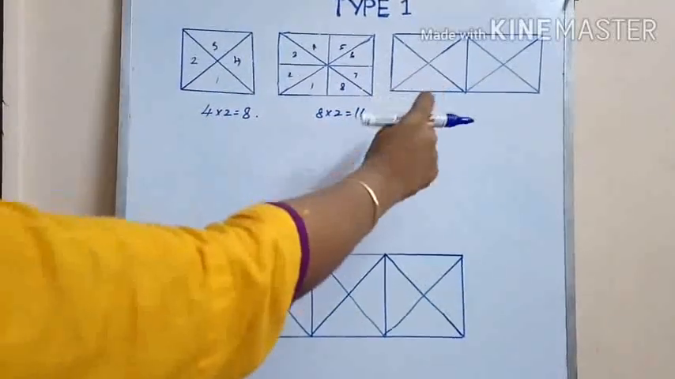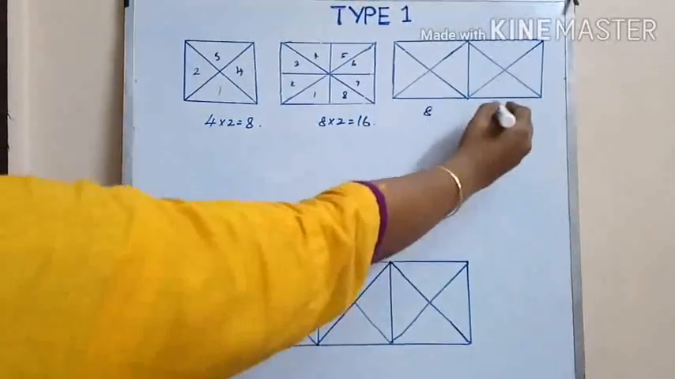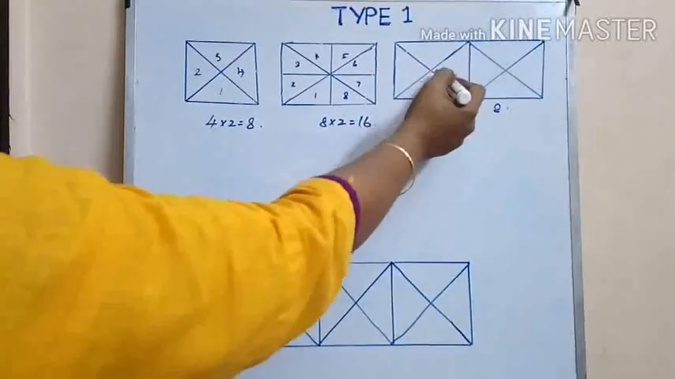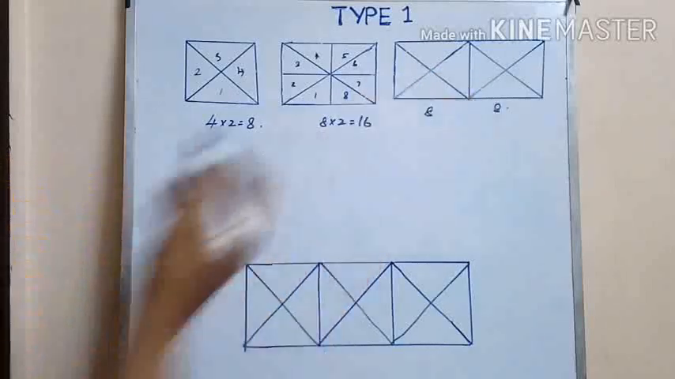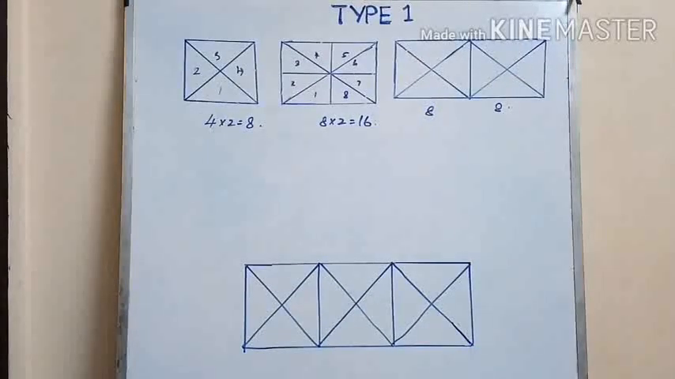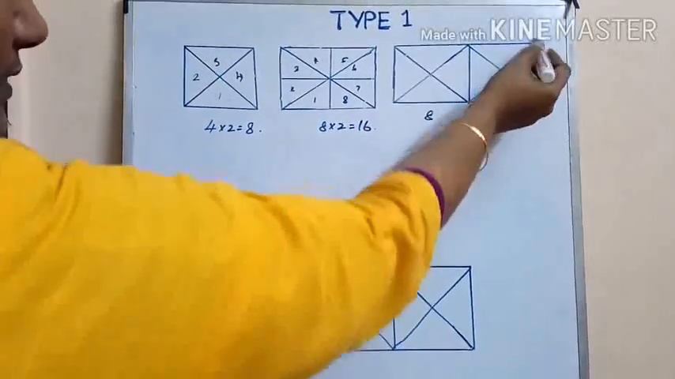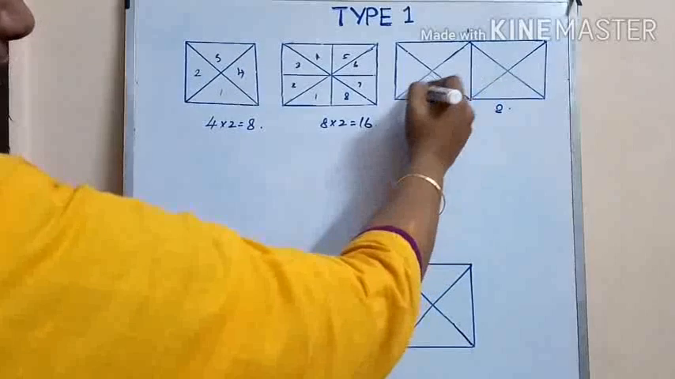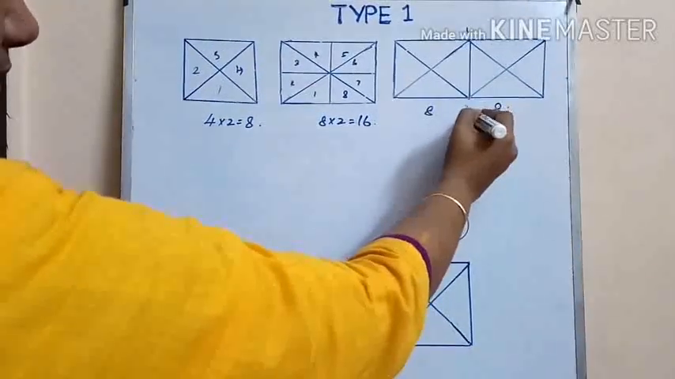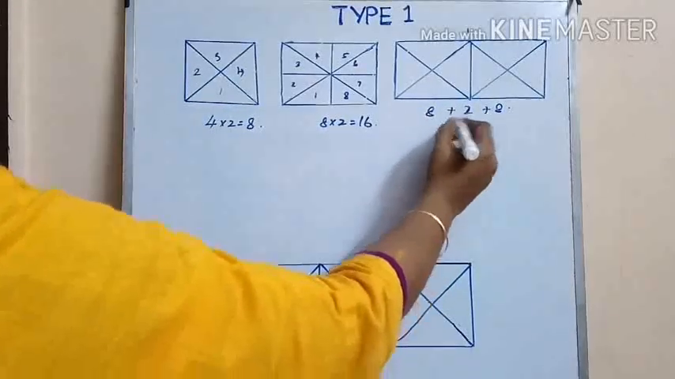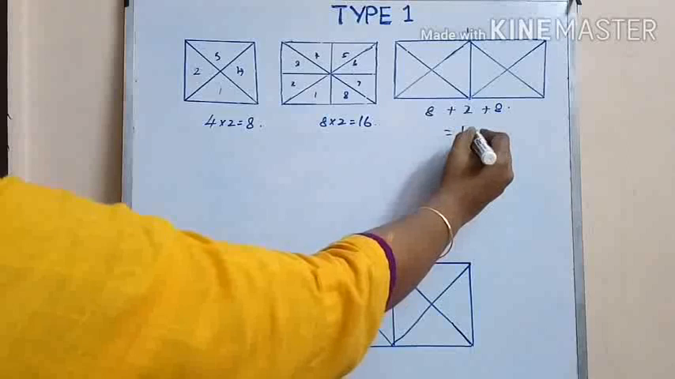In the next figure, here each square has 8 triangles. The combined square has 2 triangles, one on either side. So 8 plus 8. Here are the 2 triangles. Can you visualize? So 8 plus 2 plus 8 will give you 18 triangles.